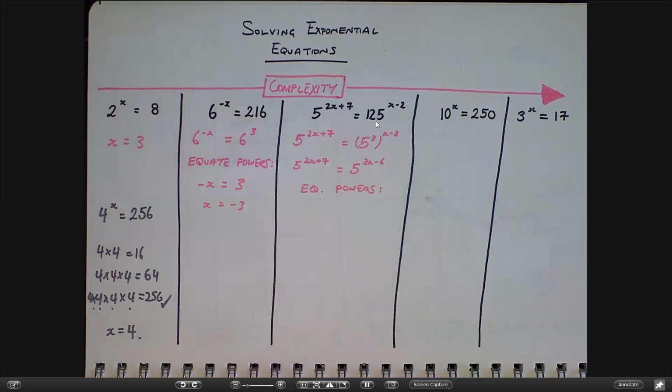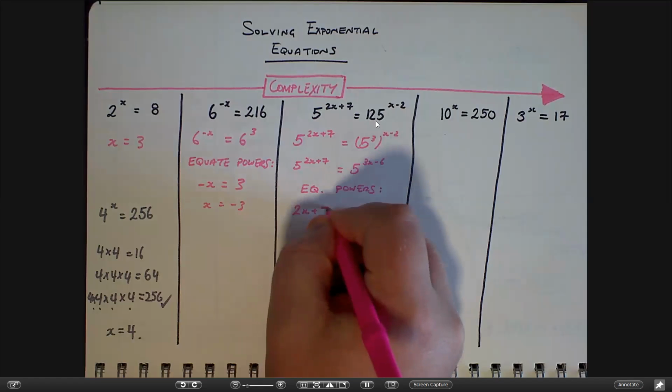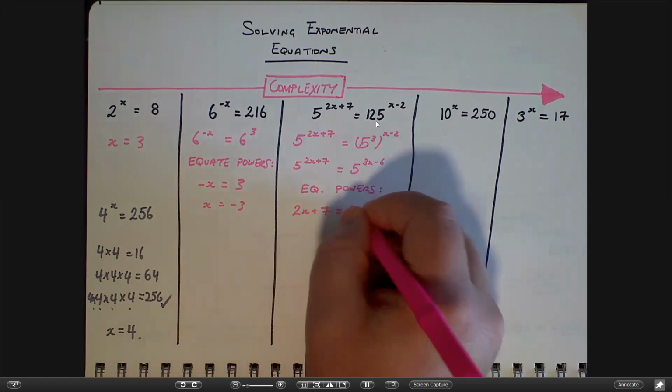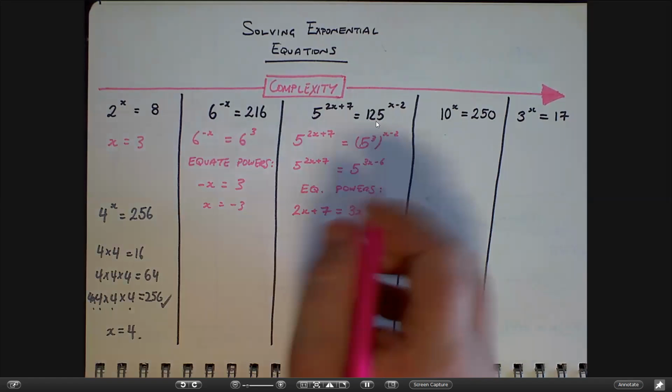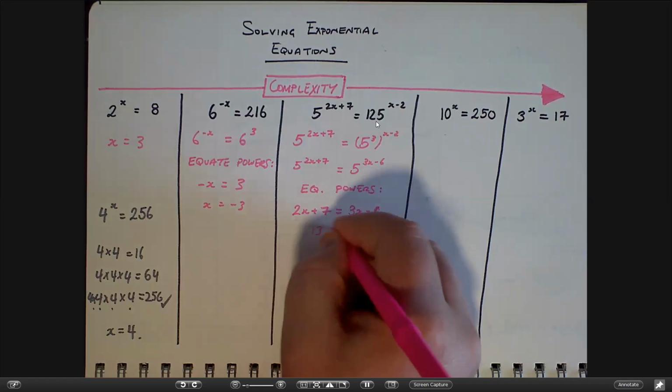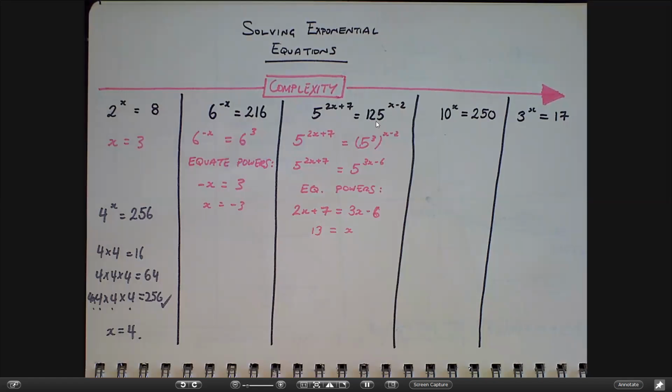I'm going to get lazier and lazier at writing that each time I write it, I think. So we're going to have 2x plus 7 is equal to 3x minus 6. And then we just go from there. So we get 13 equals x, and we are done.